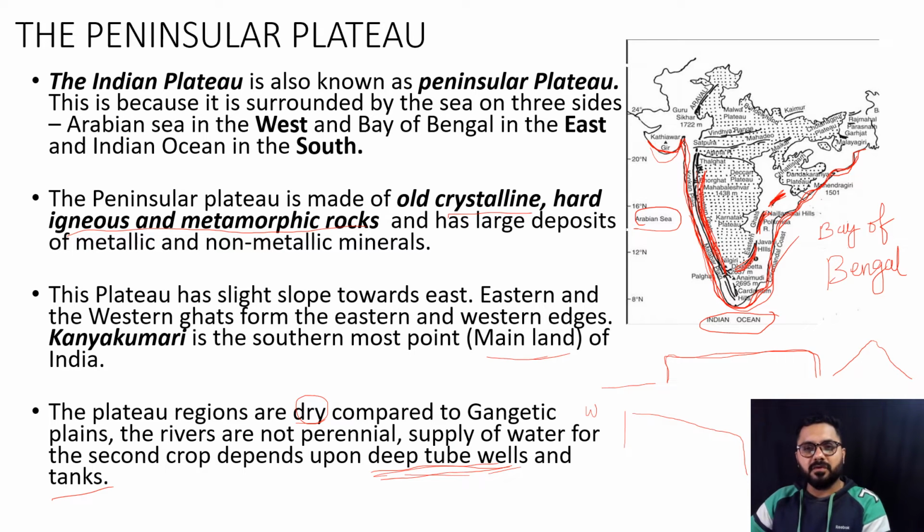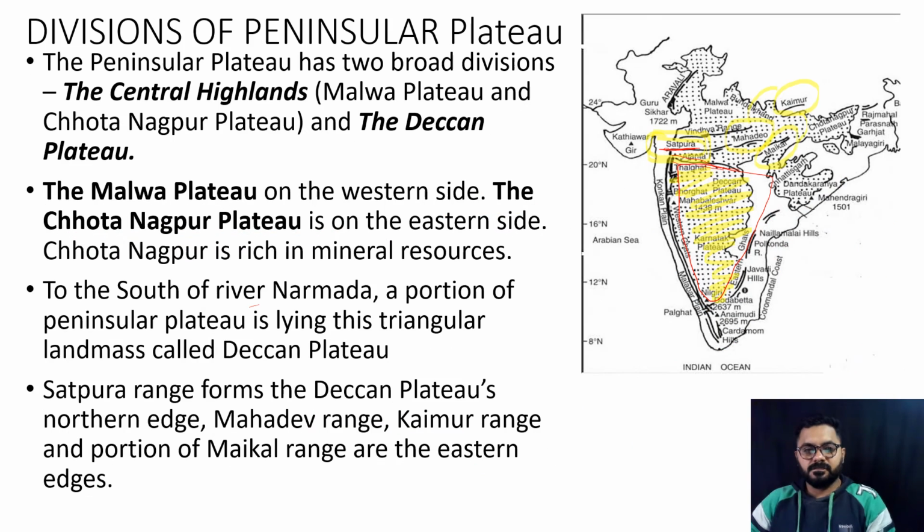Now let us talk about the major divisions of the Peninsular Plateau. The Peninsular Plateau can broadly be categorized into two divisions. The one is called the Central Highlands. Let me draw it for you on the map. This portion here, which combines both the Malwa Plateau and the Chota Nagpur Plateau, is called the Central Highlands.